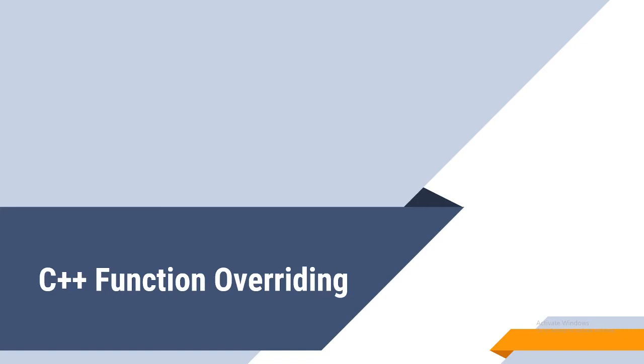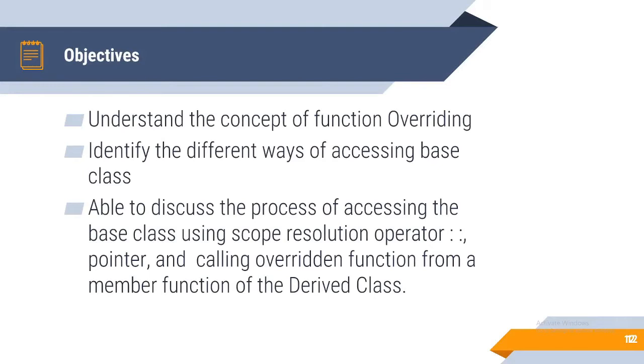Before that, let us go to the objectives of this discussion. First, understand the concept of function overriding. Identify the different ways of accessing the base class. Be able to discuss the process of accessing the base class using the scope resolution operator. The scope resolution operator is ::. Then the pointer, and calling an overriding function from a member function of the derived class.